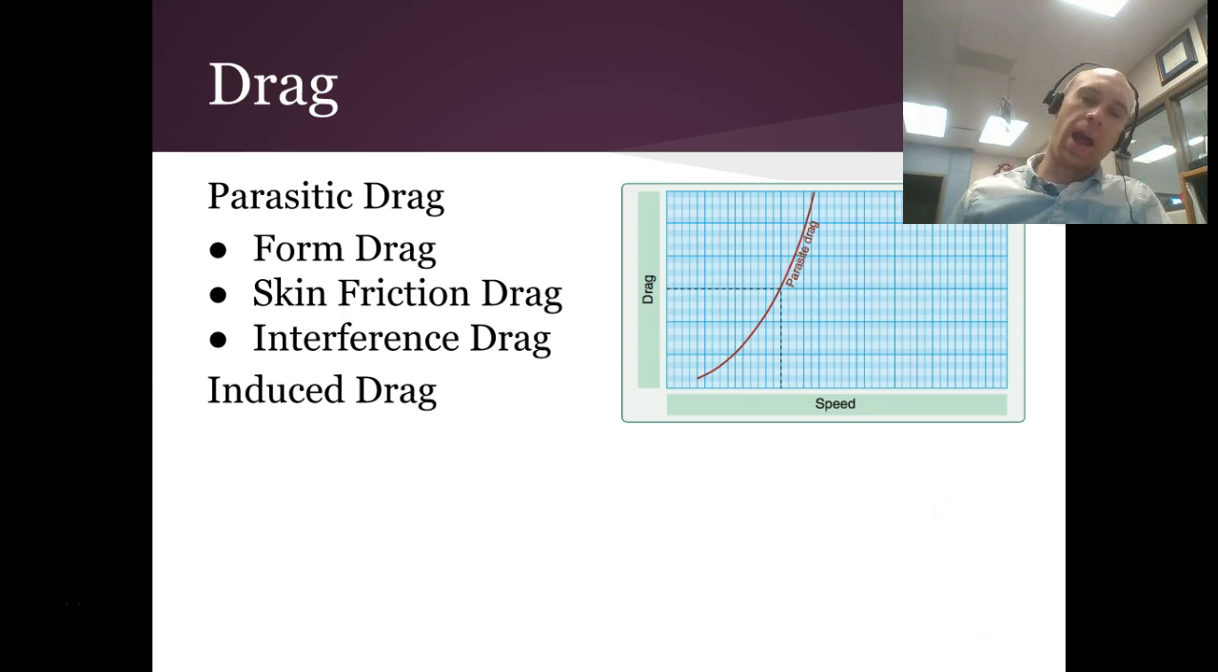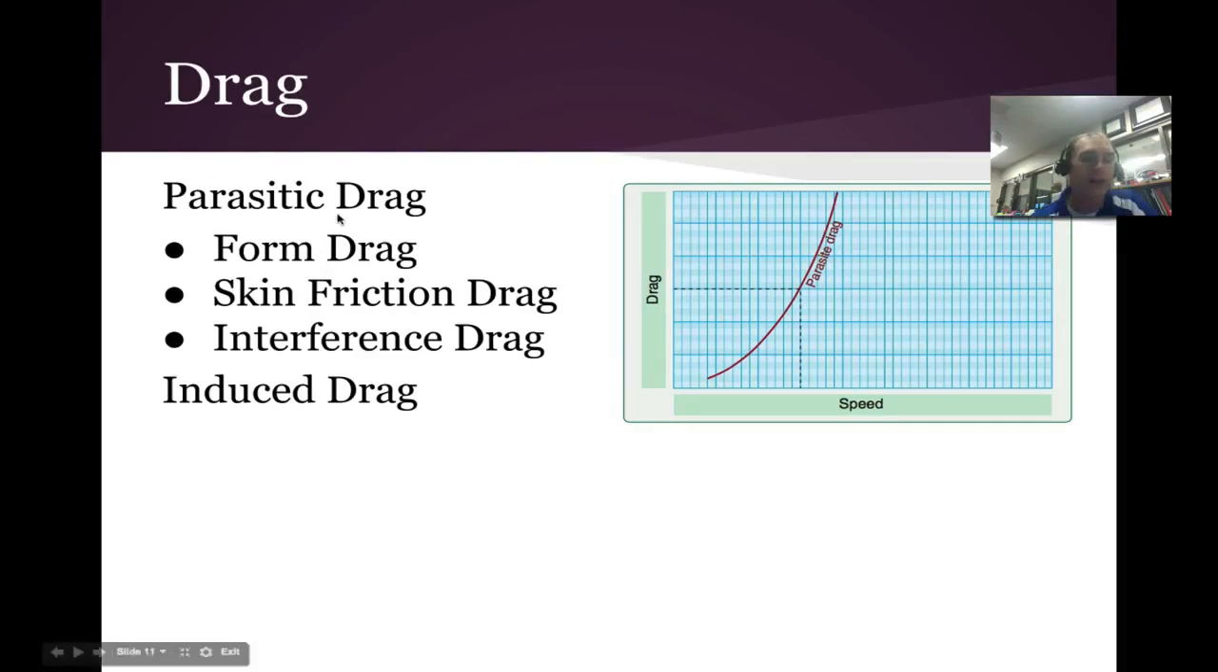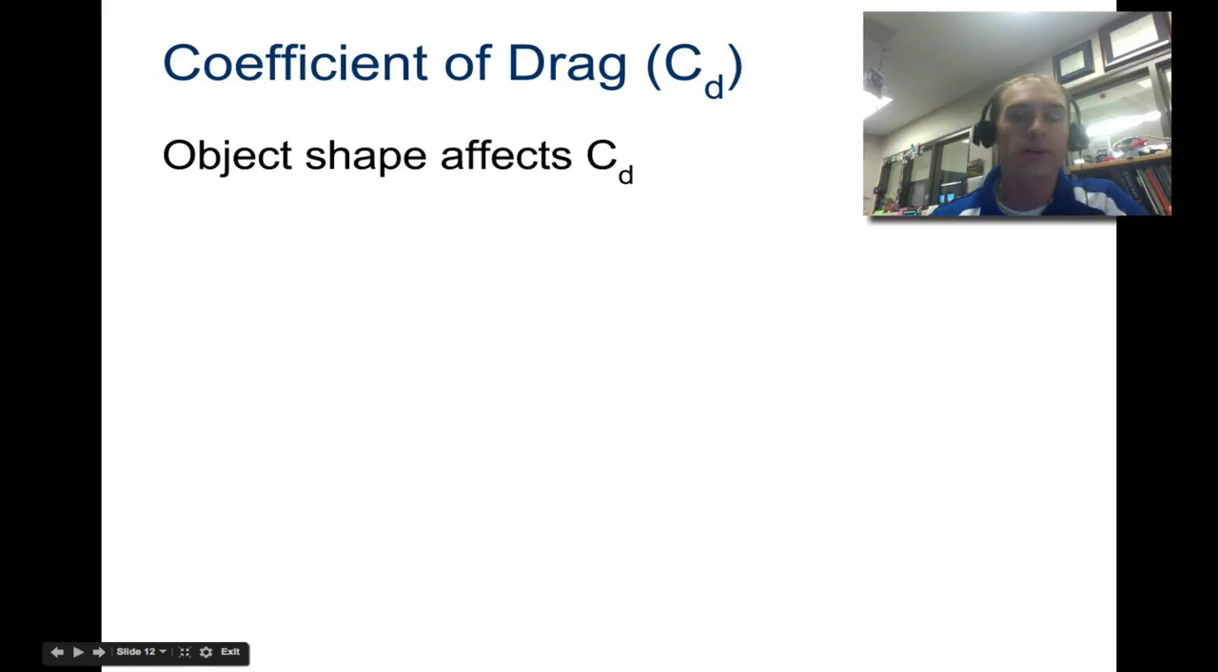Now let's talk about drag. There are a few different kinds of drag. We have the parasitic type drag, which is form drag, skin friction drag, and interference. So this shows how parasitic drag is increased as an effect of speed. And we're going to take a look at more of that information in just a second.